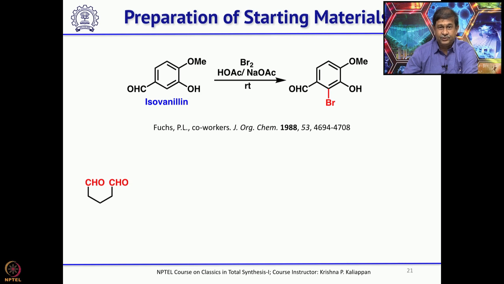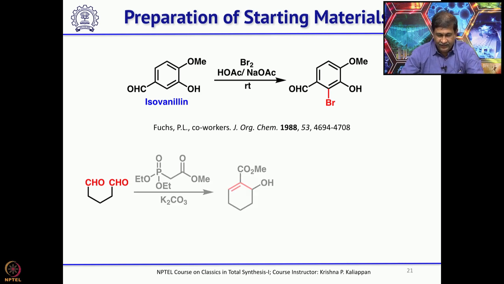Now for the other fragment, you start from this dialdehyde, and in one part you treat with this phosphonate. You get this allylic alcohol and also an ester. This is a very interesting mechanism. Try to write a mechanism for this, and you will get an idea about how such an allylic alcohol with an ester can be made in one step.